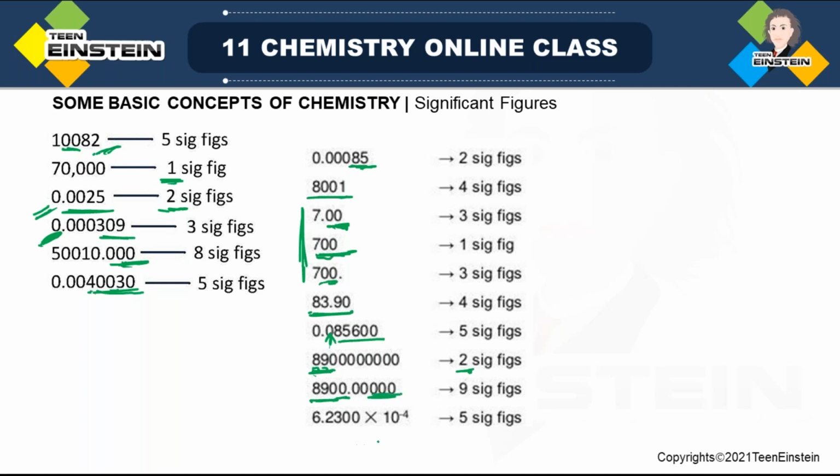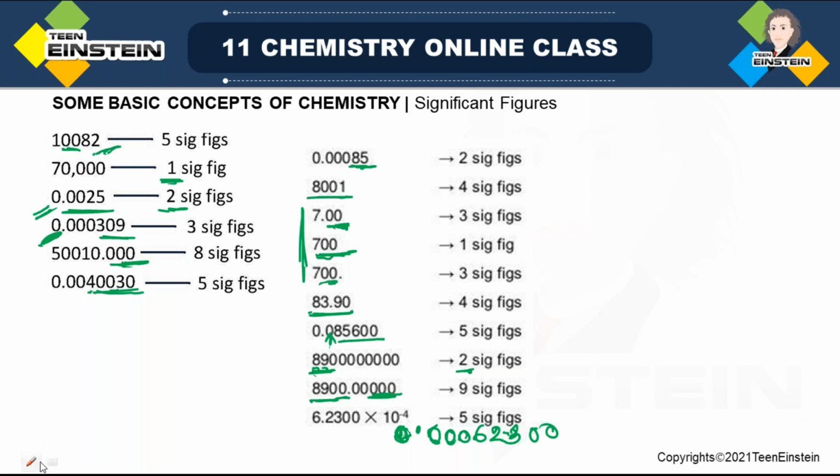Then we have a number which is expressed in this way, 6.2300, multiplied by 10 to the power minus 4. So if you write it without this 10 to the power exponent, it will be 0.00062300.